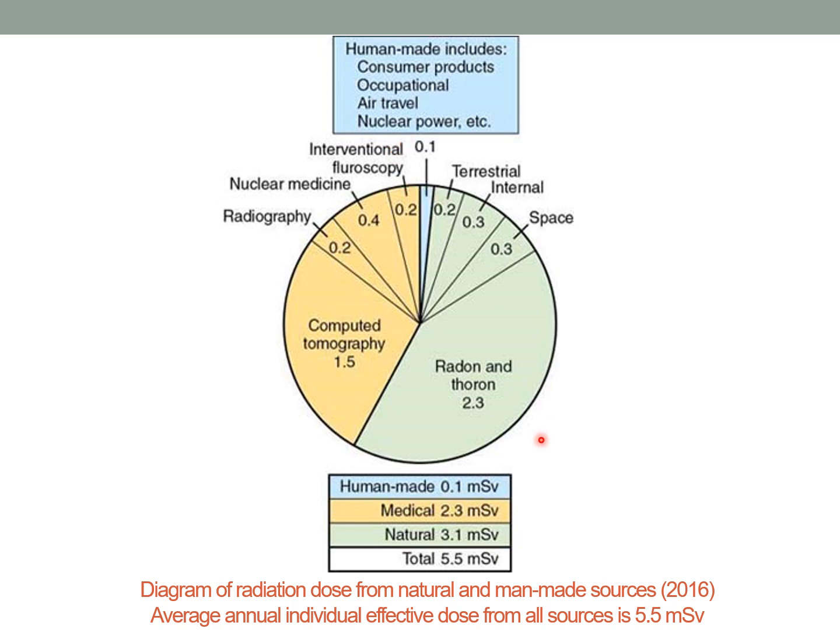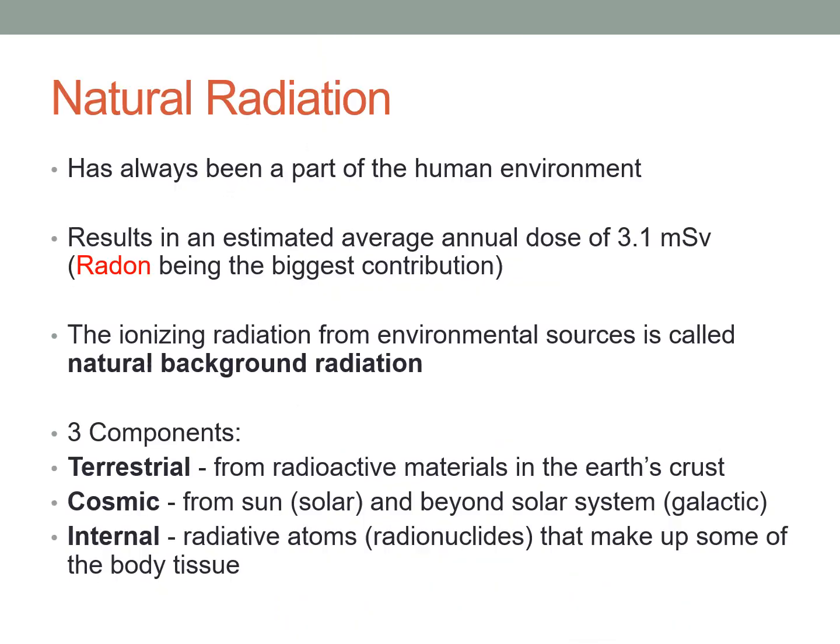Okay, and then for the natural sources, terrestrial is in the ground, internal is the free radicals that are made inside our bodies, space is cosmic, and radon and thoron are in the ground. That's when we're going to talk about radium later on. Radon you can find in basements. All of that totals to about 5.5 millisieverts. We're going to need to know the unit of measurement in SI units, so millisieverts is what we need to know. This is the combination of natural and man-made sources.